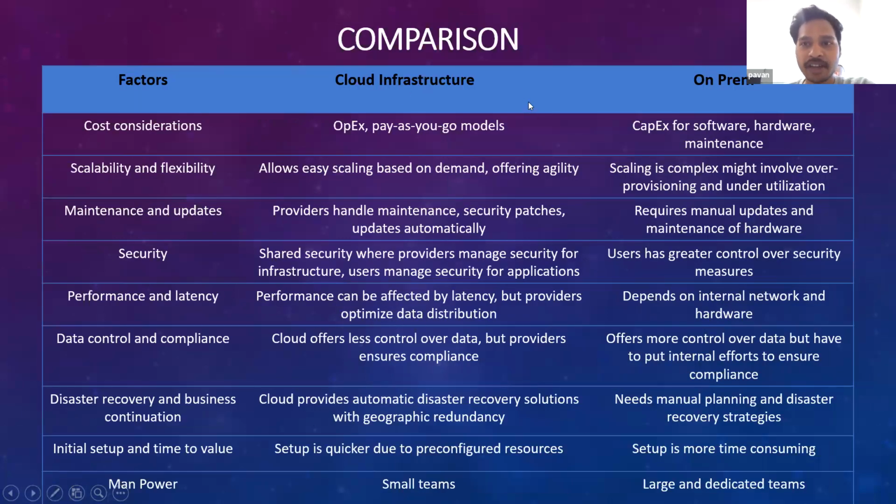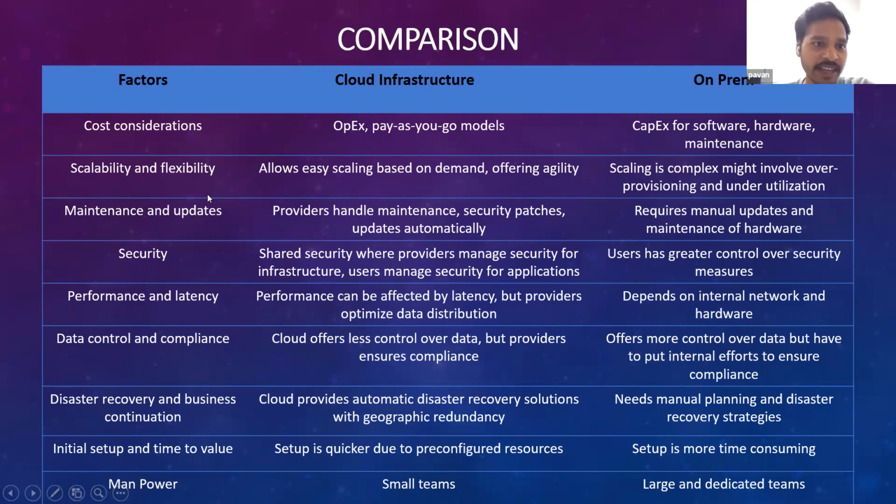Coming to the comparison between cloud infrastructure and on-prem infrastructure, when you see the cost considerations, in cloud, the organization has to spend operation expenses, as it is a pay-as-you-go model. Like how much you use the services, you just have to pay for them. But on-prem, it's a capital expenditure for software and hardware and for the maintenance.